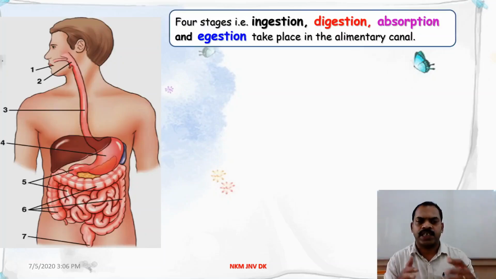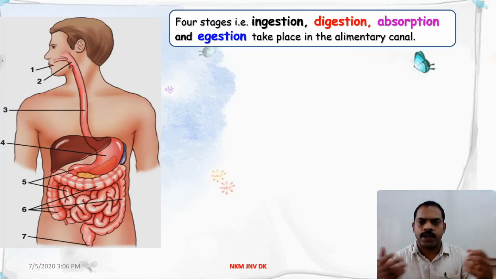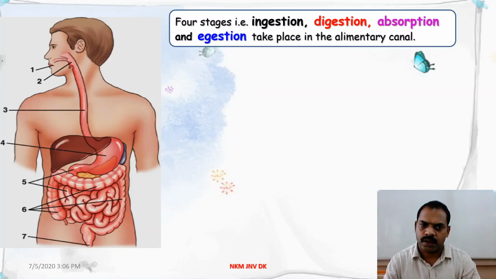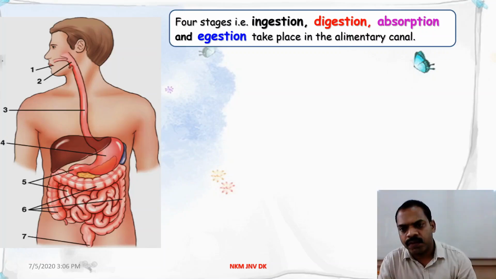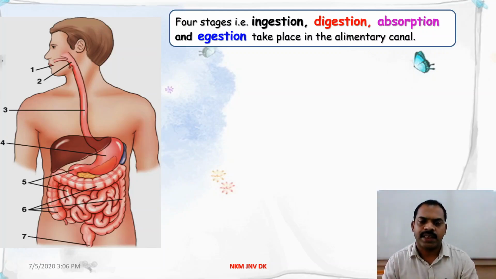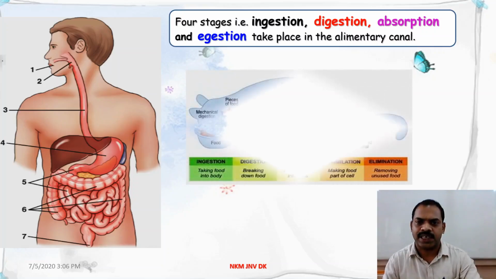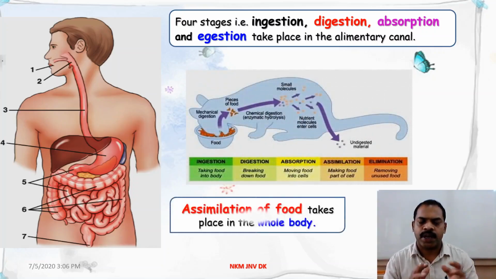So we have the basic stages of digestion or nutrition, the same as we discussed in the case of amoeba: ingestion, that is intaking; digestion, breaking down into smaller pieces; absorption into the body; and egestion. But one thing we missed discussing in the case of amoeba is assimilation. So what about assimilation of food in human beings?